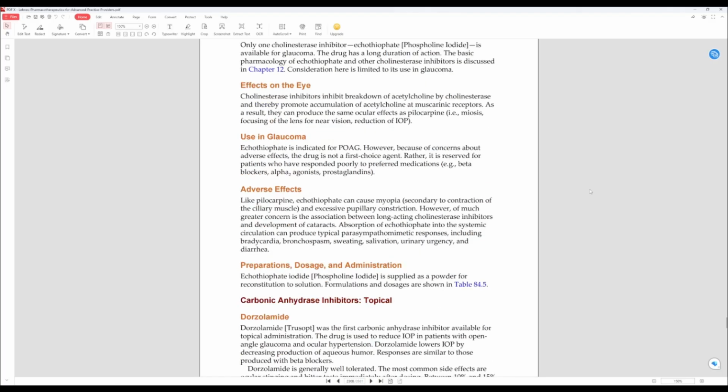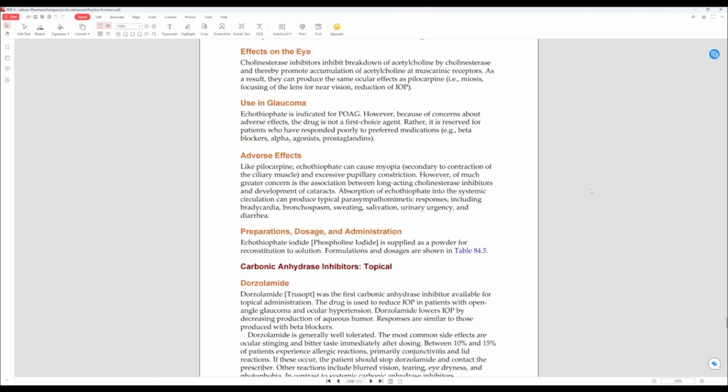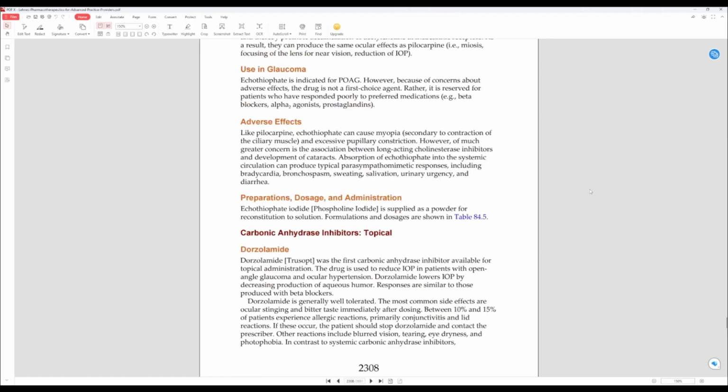So, if we're speaking strictly on the effects on the eye, cholinesterase inhibitors inhibit the breakdown of acetylcholine by cholinesterases, and thereby promote the accumulation of acetylcholine at muscarinic receptors. As a result, they can produce the same ocular effects as pilocarpine, which would be miosis, focusing of the lens for near vision, and the reduction of IOP. Its use therefore in glaucoma.